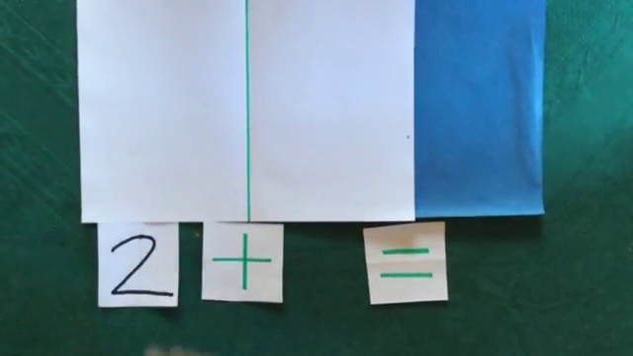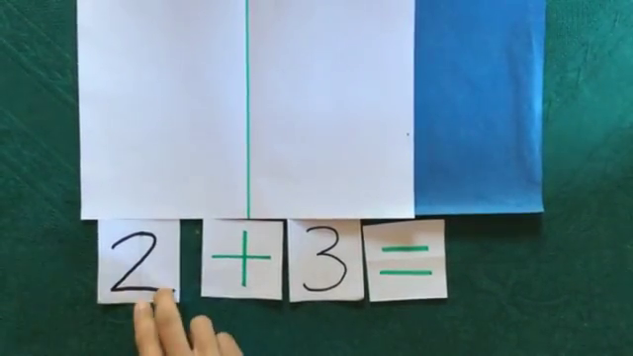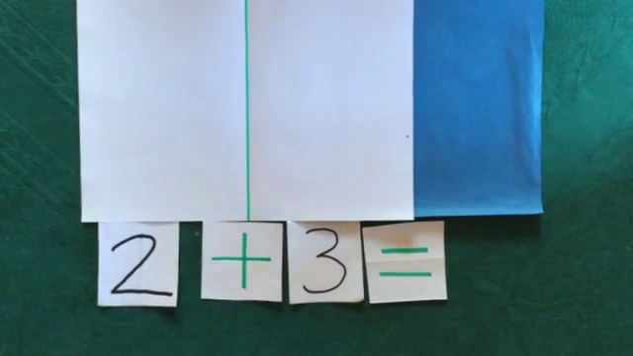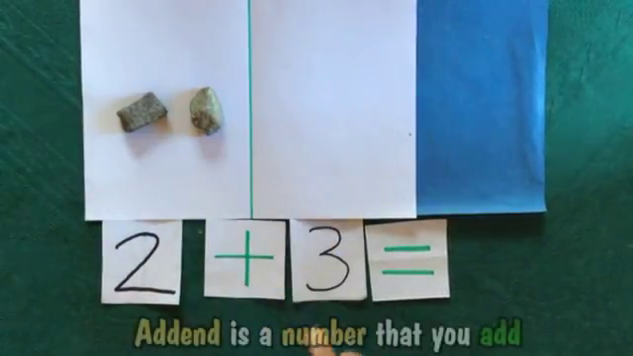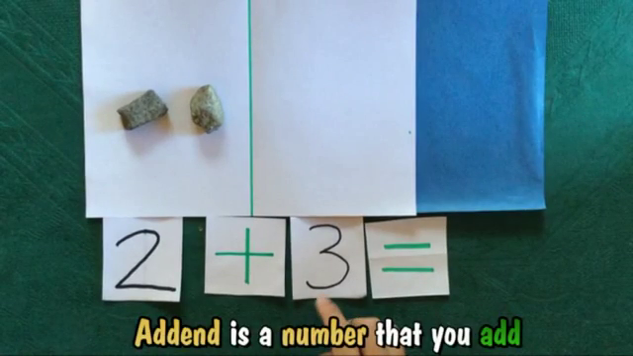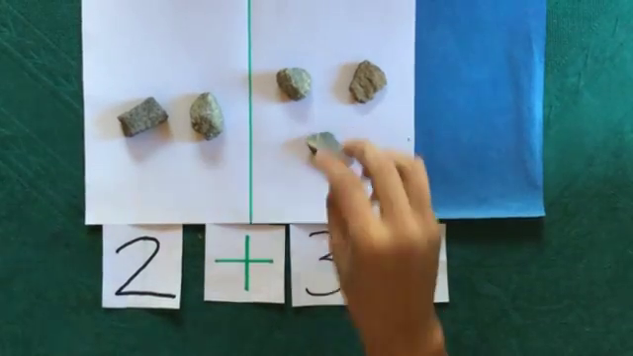Let's do 2 plus 3. Alright, so 2 is our first addend, a number we're adding. So we're going to put 2 in the first box. 3 is our second addend. An addend is a number that you add. So that's 1, 2, 3 rocks.